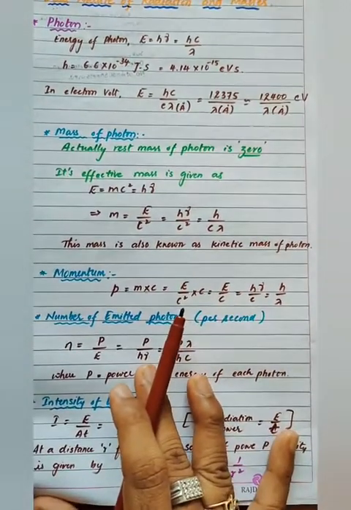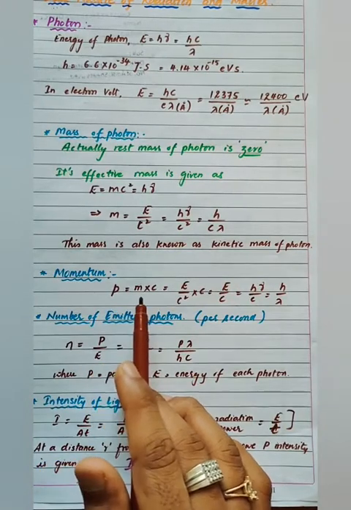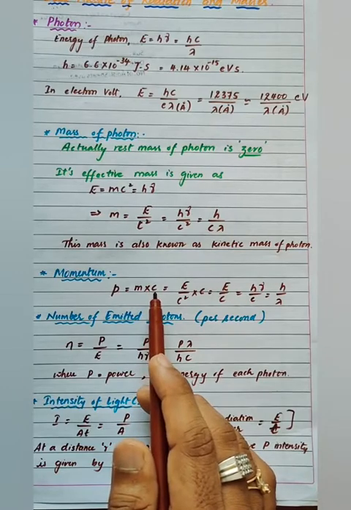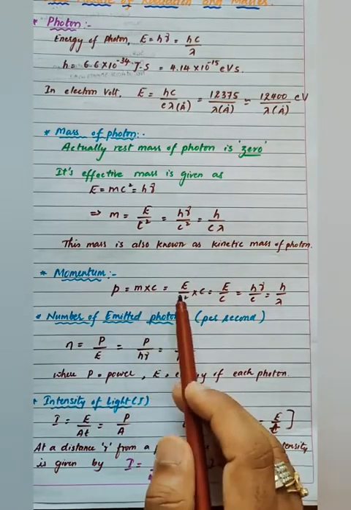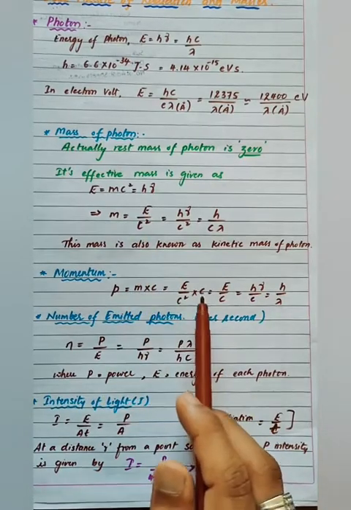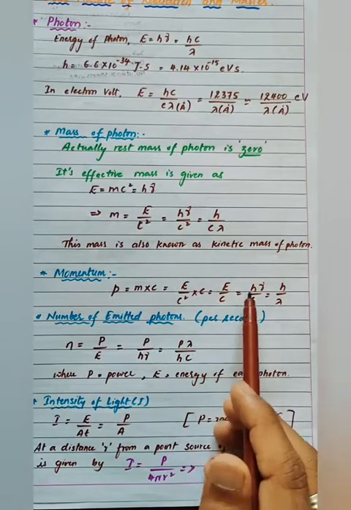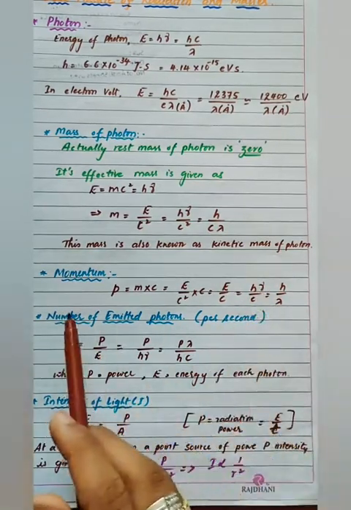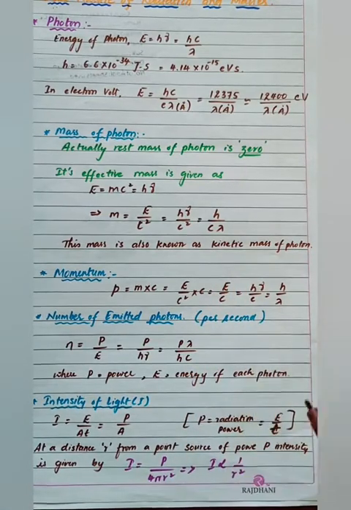Then when it comes to momentum, p is equal to m into v, mass into velocity. So here v is nothing but c, because the speed of light is c. Here m is substituted by this formula and c is as it is. So the two c's get cancelled, only one c will remain. So this is the extended part of the formula. These are the varieties of equations you can use while solving the numericals.